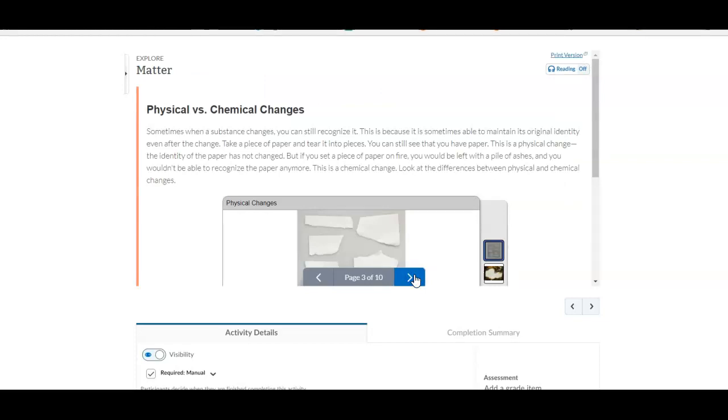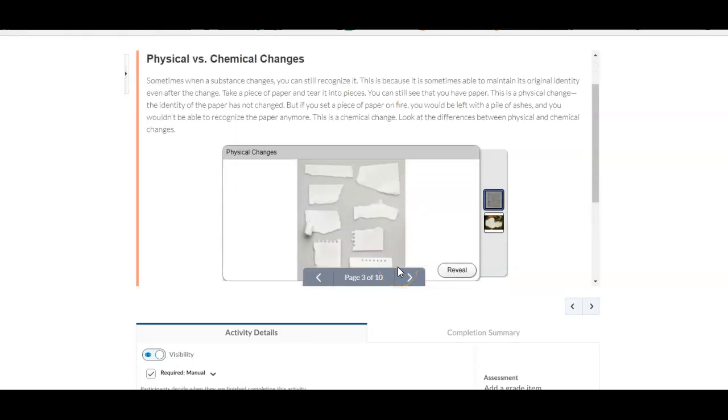And now this will answer question number 4. We're talking about chemical versus physical changes. So sometimes when a substance changes, you can still recognize it. This is because it's able to maintain its original identity even after the change. So look at the picture here. It says take a piece of paper and tear it into pieces. You can still see that you have paper. This is a physical change. The identity of the paper has not changed, but if you set a piece of paper on fire, you would be left with a pile of ashes, and you wouldn't be able to recognize the paper anymore. This is a chemical change.